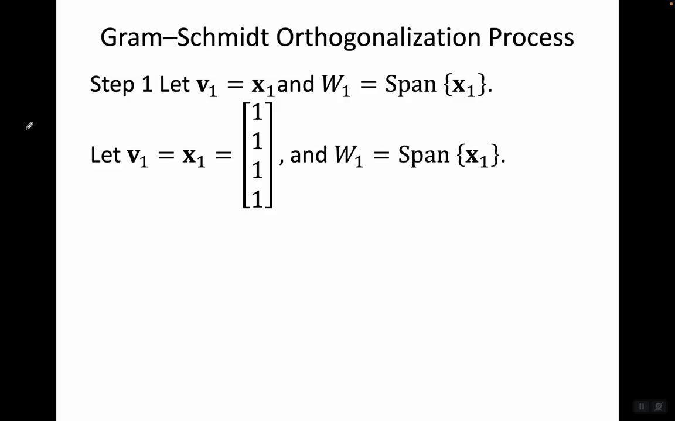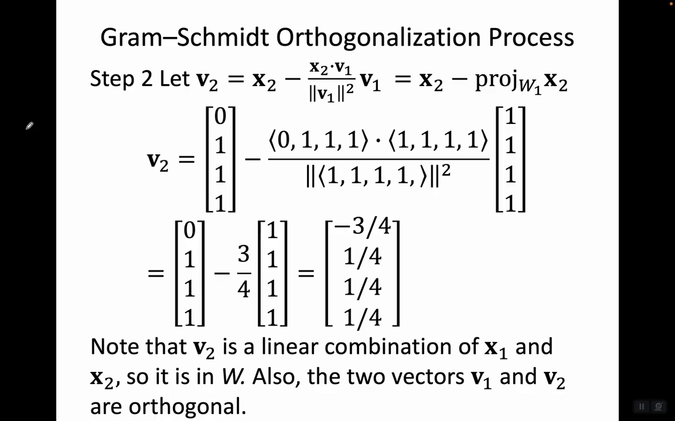So step 1, let v1 equal x1 and w1 be the span of x1. So in this case, v1 is just 1, 1, 1, 1, and w1 again is the span of x1. Step 2, let v2 equal x2 minus x2 dot v1 over the length of v1 squared times v1. In other words, we'd say that x2 is the projection of x2 onto w1, the subspace w1.